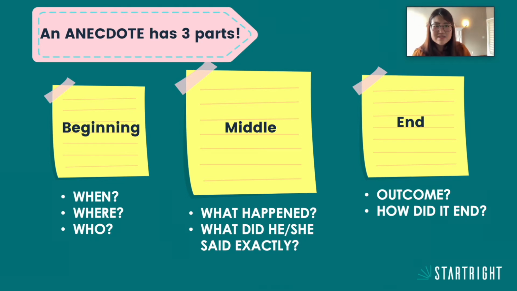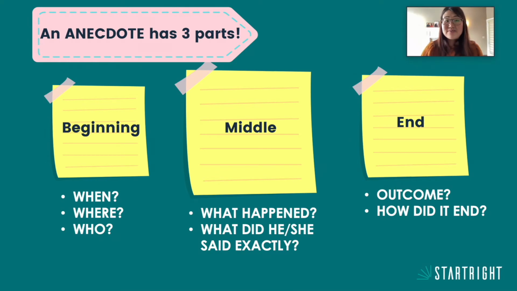Then the middle is, tell me what happened. What did she say? What did he say? Basically, you want to tell a story, and your story has to answer all these questions, right? And then the end talks about the outcome. What happened in the end? How did it end? Did it end? Okay, so basically it's just 3 parts, giving people just enough information.